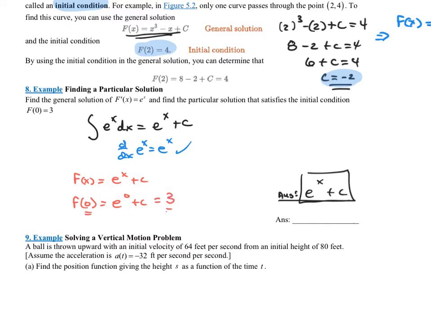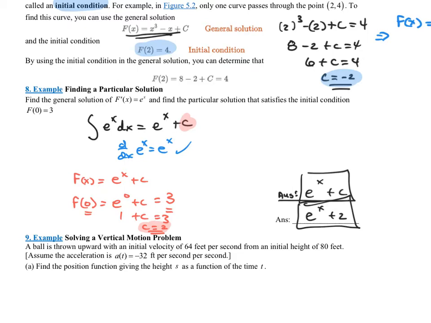When you plug in 0, you have to get 3. What's e to the 0? Anything raised to the 0 is 1, so we know that 1 plus c equals 3, and that tells us that c has to equal 2 by subtracting 1 from both sides. So we take this c value, c equals 2, and we plug it into our answer. So our particular solution, the exact one that they wanted: we knew e to the x was the answer, and then we could shift it up or down. Well, to get the exact one they want, we would need to use e to the x plus 2, because that's the c value that we figured out. Notice if you plug in the value 0, you get 3, and it is the antiderivative of e to the x.